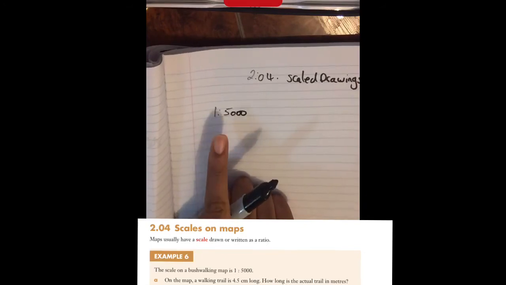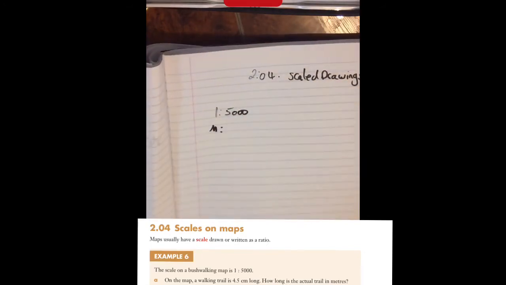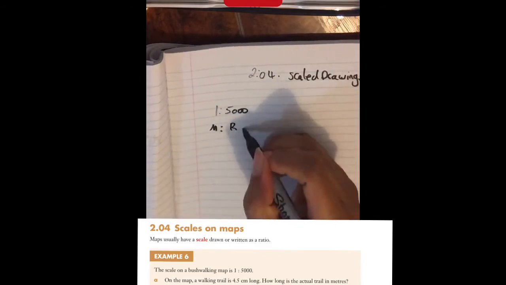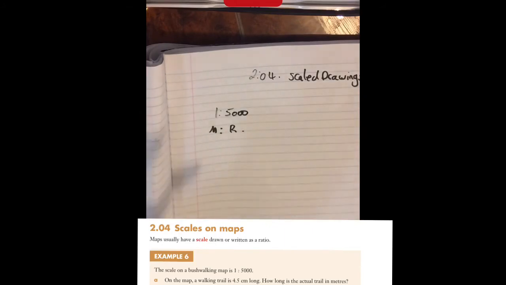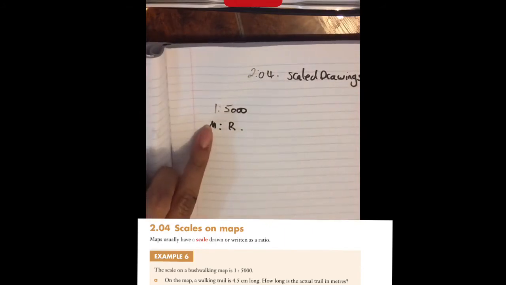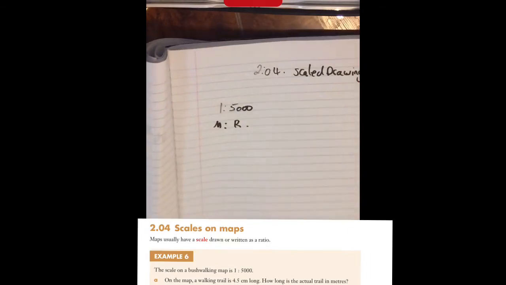And it says, on the map, a walking trail is 4.5 centimeters long. How long is the actual trail in meters? Now, if you have a scale like this, the first one is your map and the second one is your real life. That's how I like to distinguish it. Lots of other books do it differently, but this is how I like it. They say this is the drawing and this is the real length or actual length. It doesn't matter. Whatever makes sense to you, you do. There's no right or wrong here.